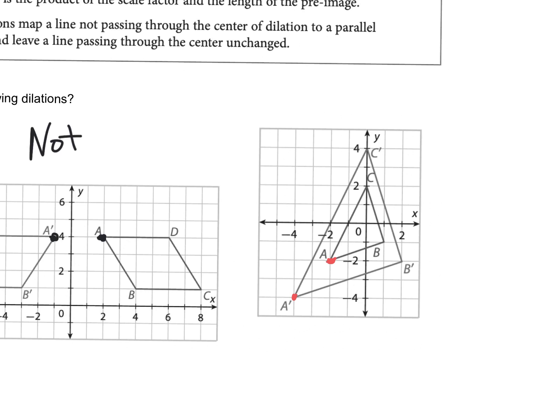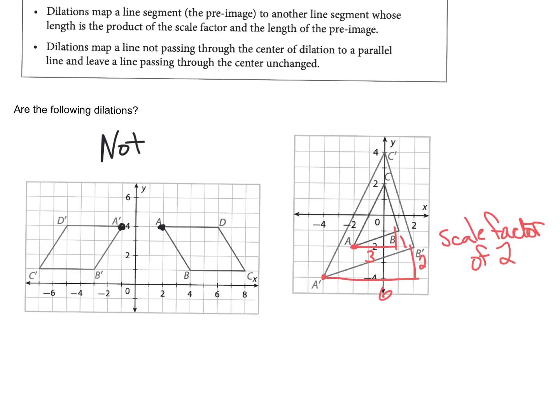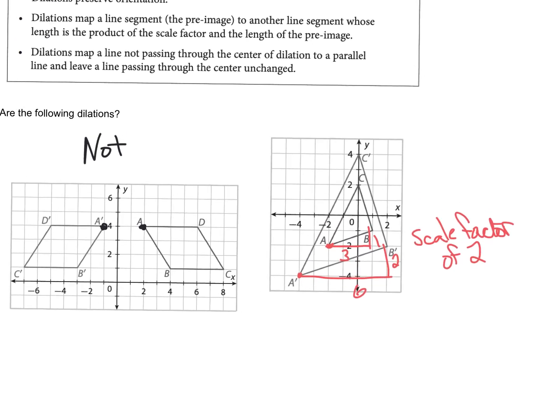So let's check the scale factor. 3, 1, and this is 6, 2. So I can see that there's a scale factor of 2. And I don't even need to actually find the length of AB and A prime B prime. I can just see by using the Pythagorean theorem like that.